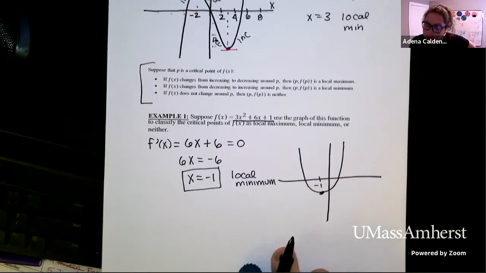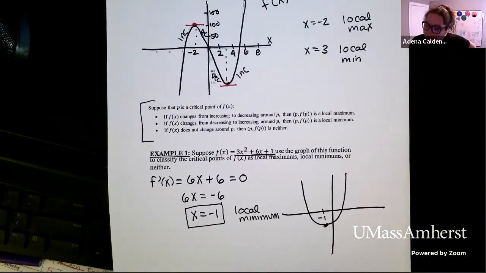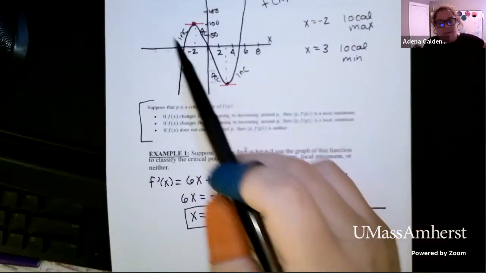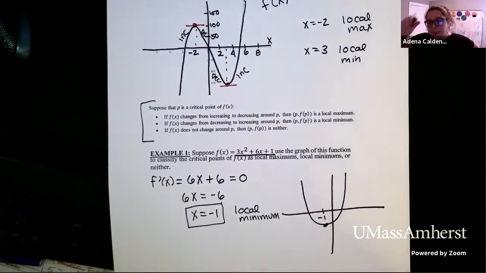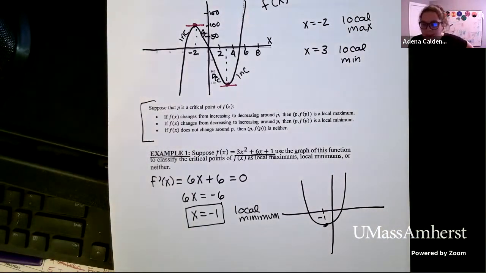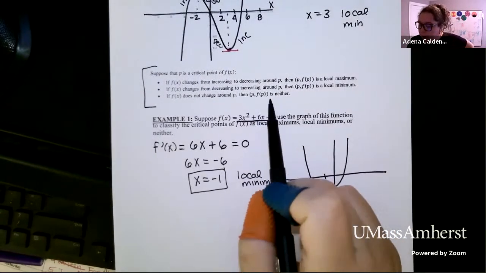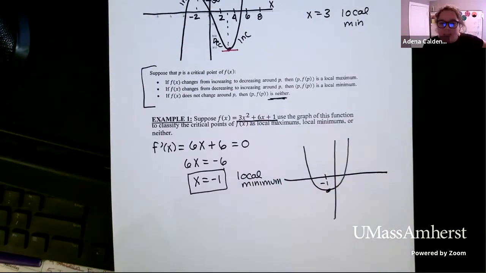Now, I do want to talk about the fact that local maximums and local minimums are pretty easy to visually identify because maximums look like hills and minimums look like cups. But what about this neither case, right? So what would it look like if we had neither?